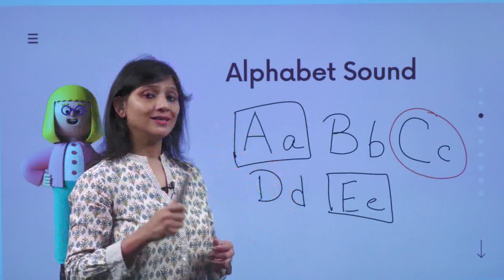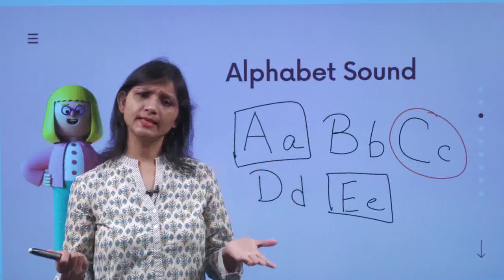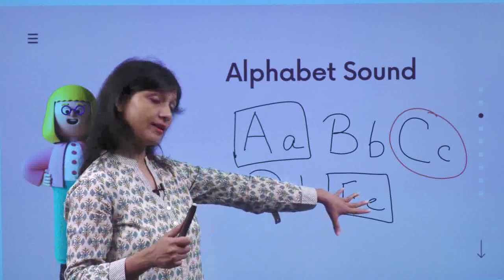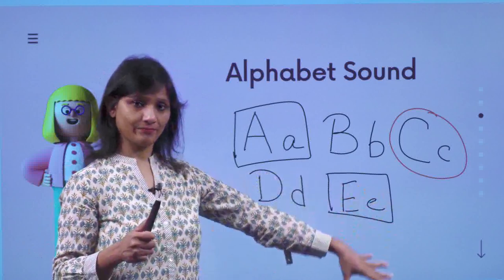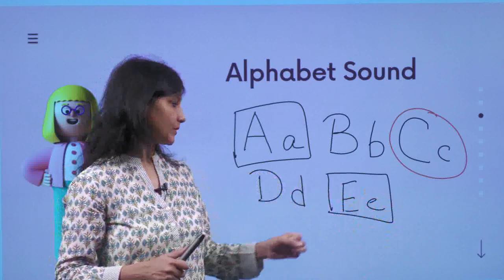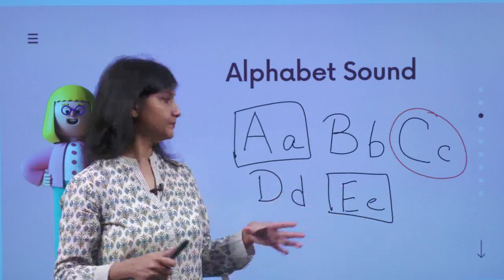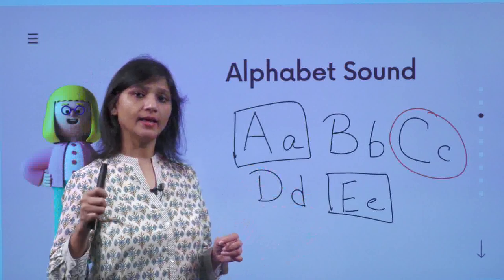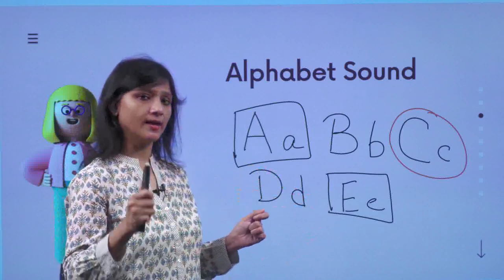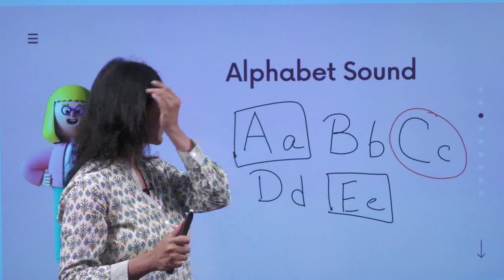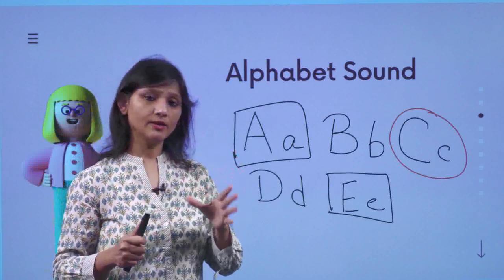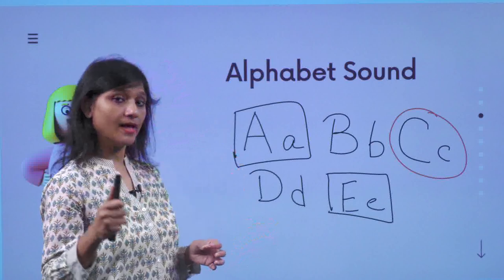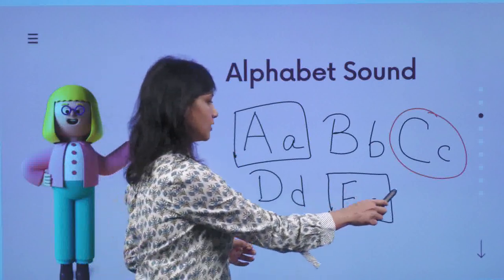So, what is the letter sound of E? The letter sound of E is E. The phonic sound of E is e. How do we say it? E, e, elephant. So the phonic sound of E is e. What is the letter sound of E? E. Phonic sound e. E, e, egg. Now, let's move on.